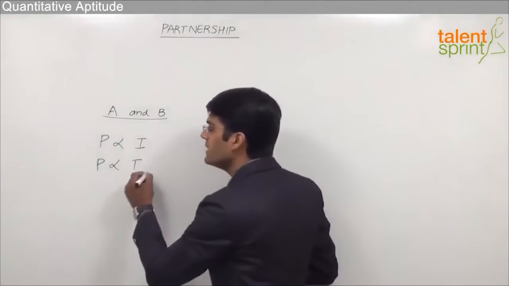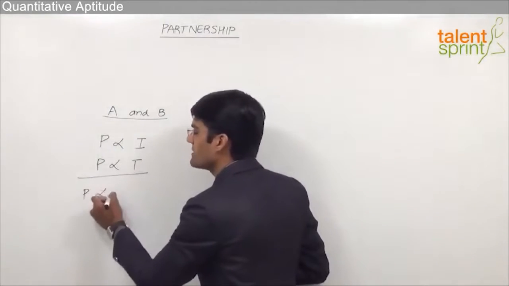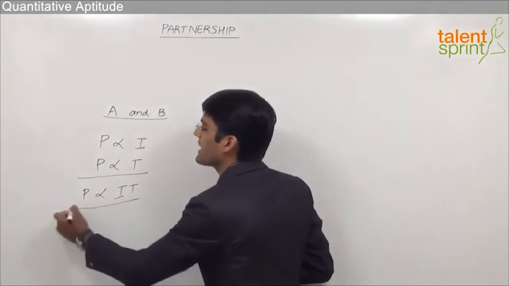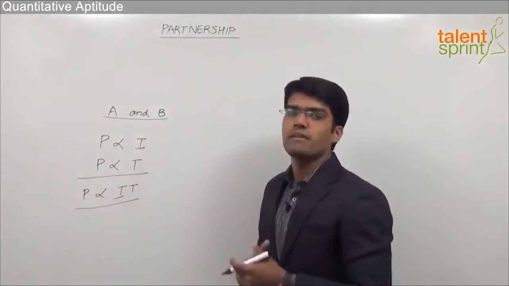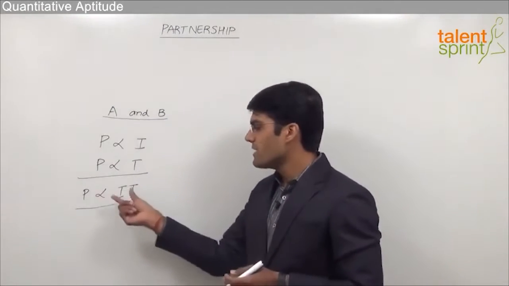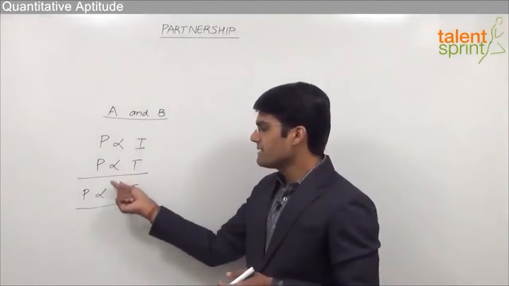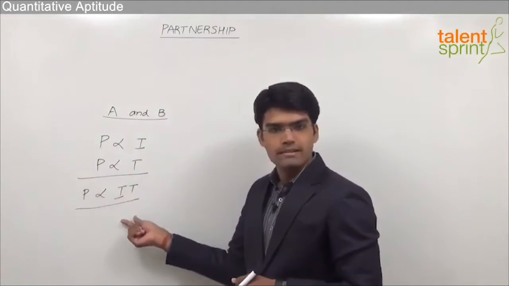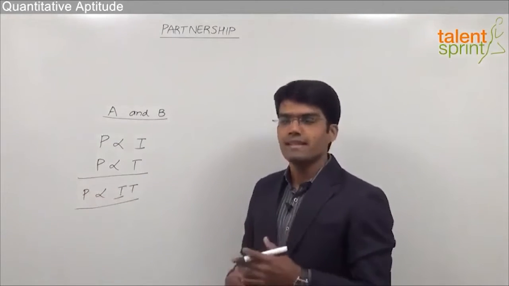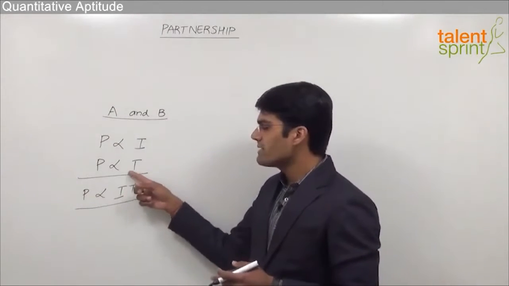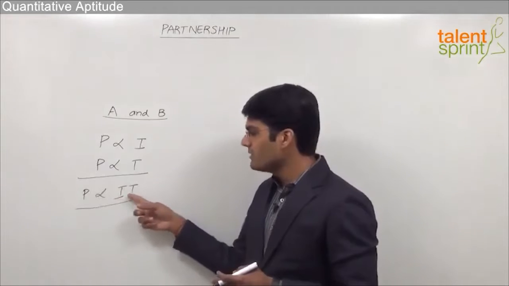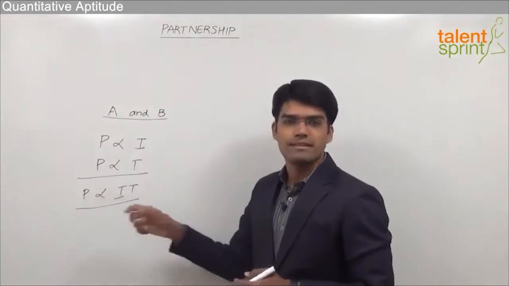And by combining these two, we can say that profit is proportional to investment into time. This is nothing but a joint variation. So profit depends on the product of investment and time. So as the product increases, the profit increases. As the product decreases, the profit decreases. Or we can say that as any of these two increases, the profit increases. And as any of these two decreases, the profit also decreases.